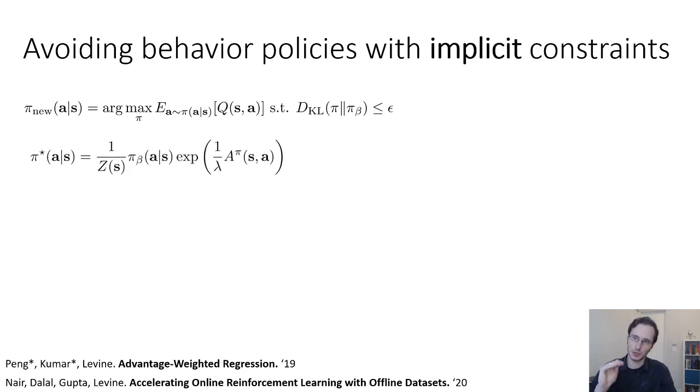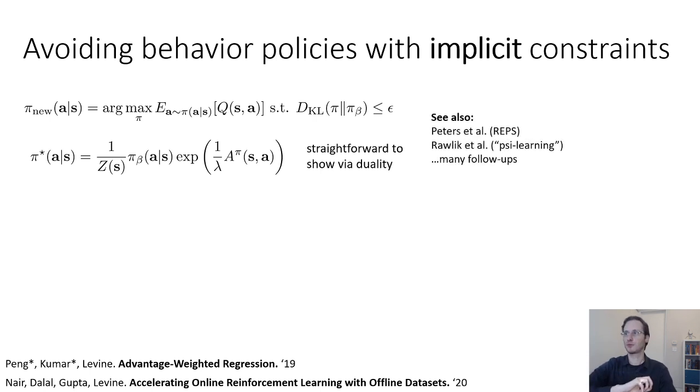It turns out that you can prove that the solution to this constrained optimization problem can be expressed in closed form, and the way that you do this is you write down the Lagrangian, solve for the dual, and then you can actually write down the optimum for the dual. And the optimal solution is given by 1 over z times the behavior policy times the exponential of the advantage function. And the advantage function is multiplied by 1 over lambda, where lambda is a Lagrange multiplier. And this is straightforward to show using a duality argument.